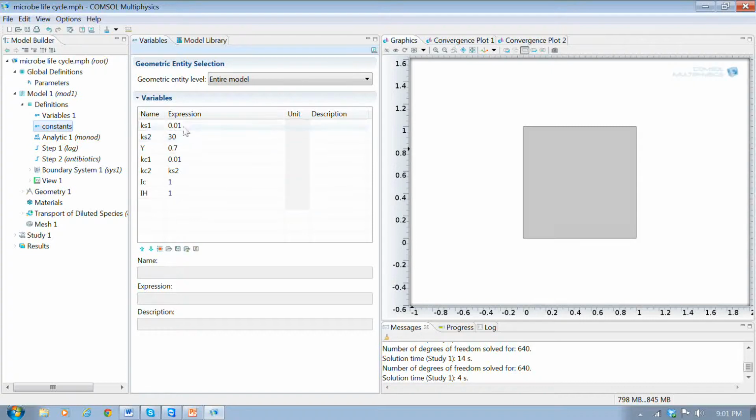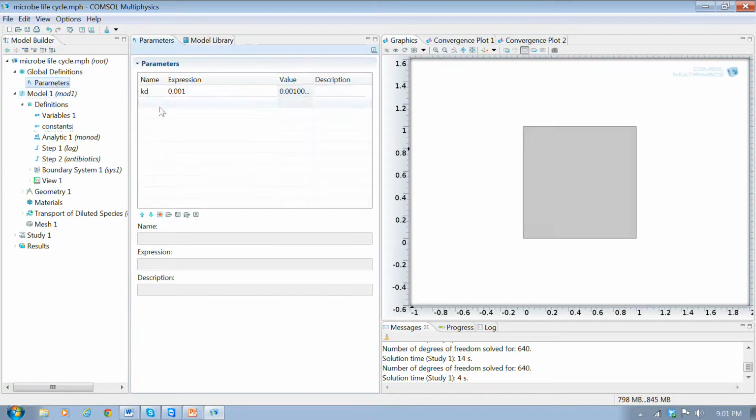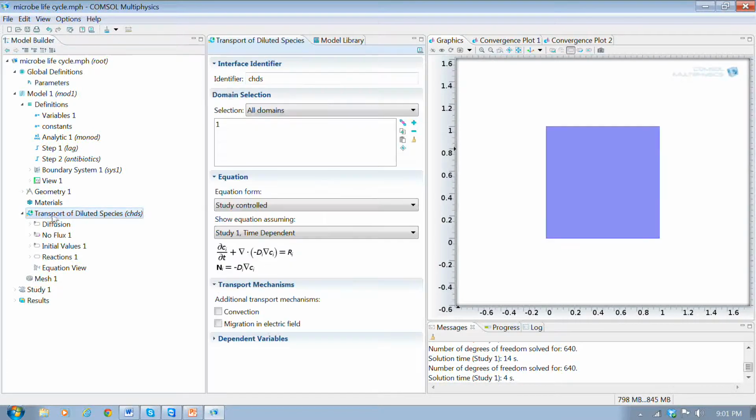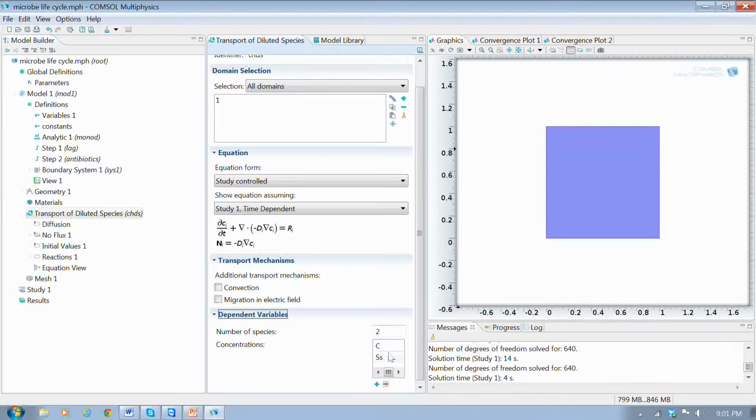The constants that I'm using are over here. I put those in a separate window just to keep track of them easier. I also have a parameter up here, the KD term, and I'm just going to set that equal to 0 the first time through, so we can see what this process looks like without any decay or without any death of the organisms. So let's take a quick look at how this is set up. The dependent variables, there are two of them, C and SS, and the convection is turned off.